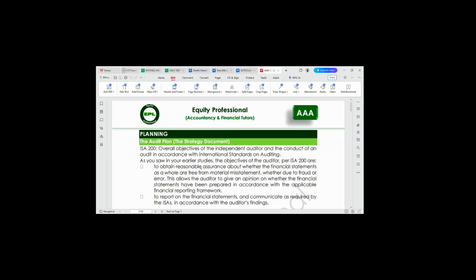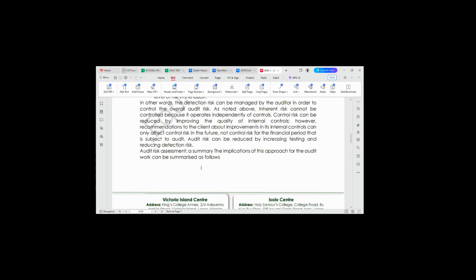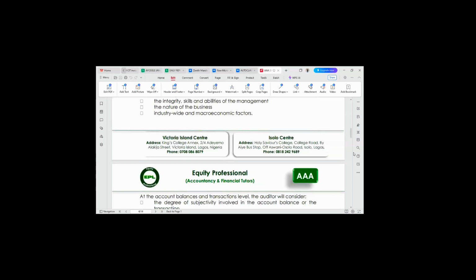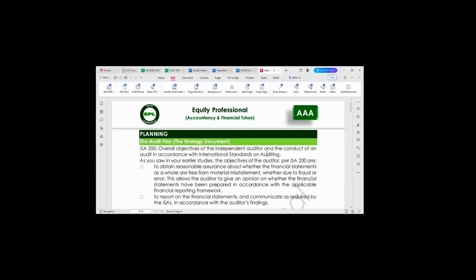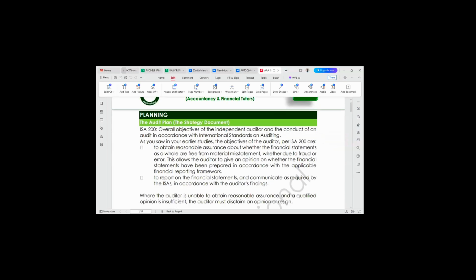And it says that the objective of every audit plan or of an audit is to ensure that the financial statements are prepared in line with the applicable financial reporting framework. That is one. Then two, that the audit is performed effectively and efficiently.